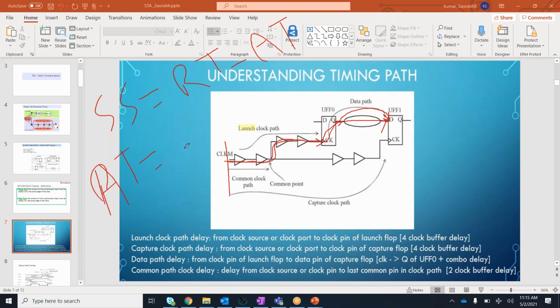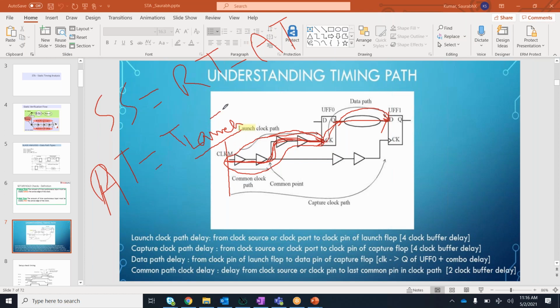So what components will be there in the arrival time? From here to the clock pin of the launch flop will be called the launch clock path, and we write it as T launch. In T launch, everything is included: source latency, network latency, all the clock delay to this sync pin will be your launch clock path.